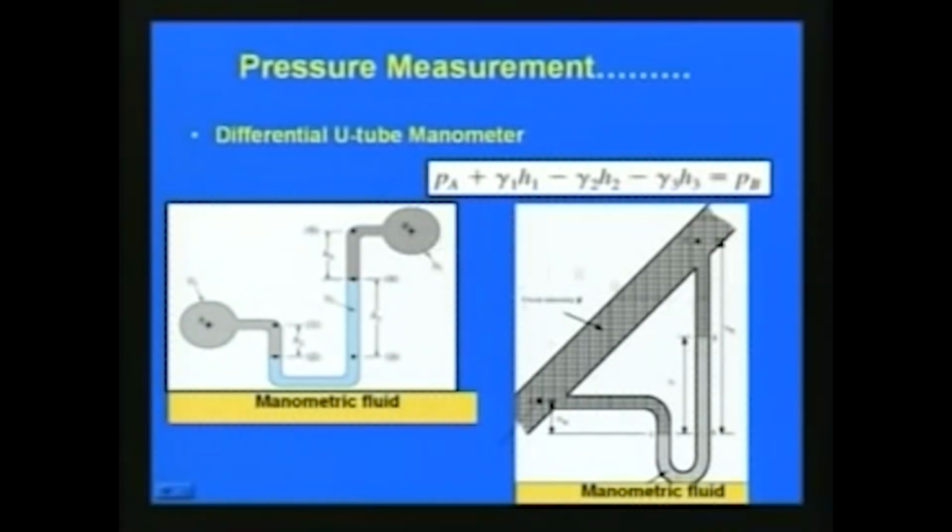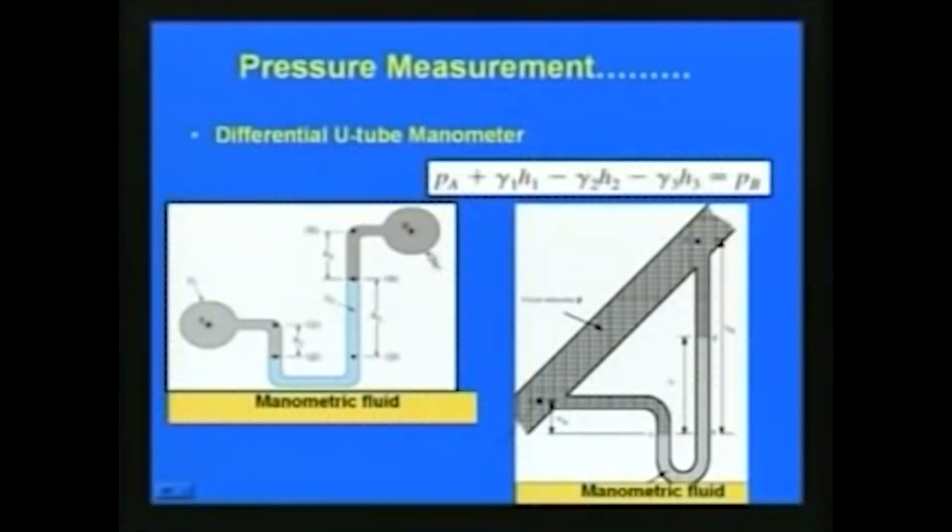Now you can see that using the manometer, the major difficulty is that we have to do so many measurements. To see the pressure difference, we have to do three measurements: H1, H2 and H3. If the measurements are not very accurate, then the results will not be accurate. So many measurements are not good while determining the pressure very accurately.